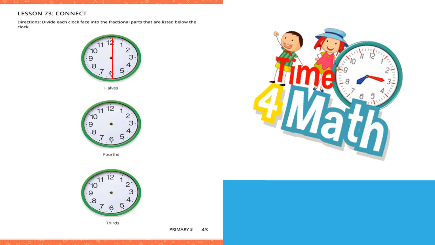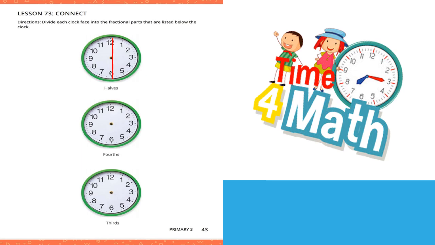You can divide it into any halves. You can draw a line from 9 to 3, and it's half here and half here. If we start at 12 o'clock, we will move to 6 to make halves. So this is half and this is half.